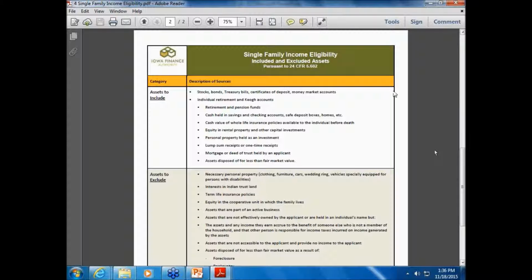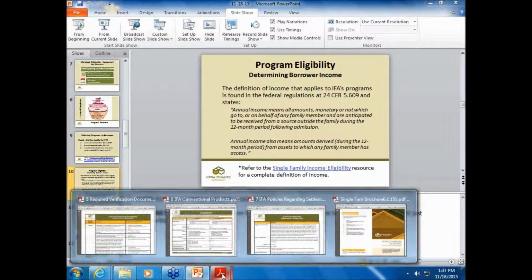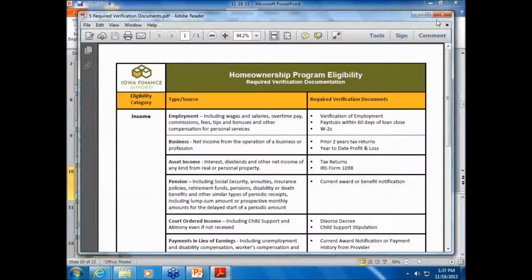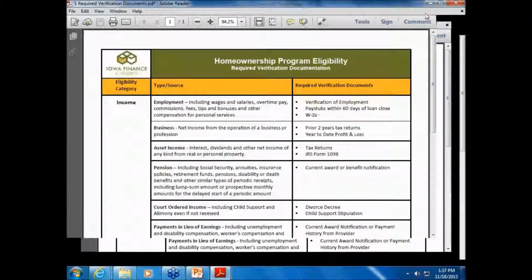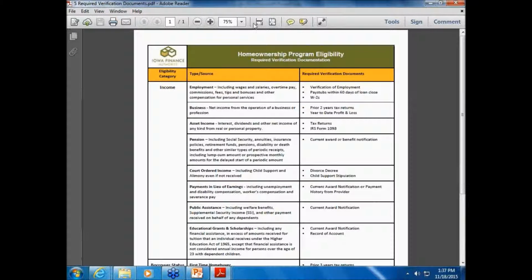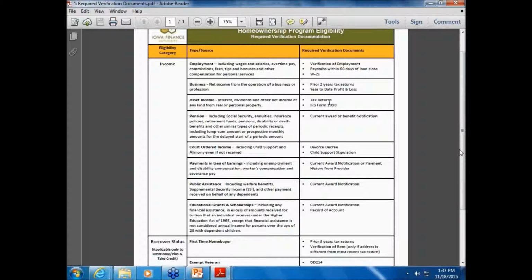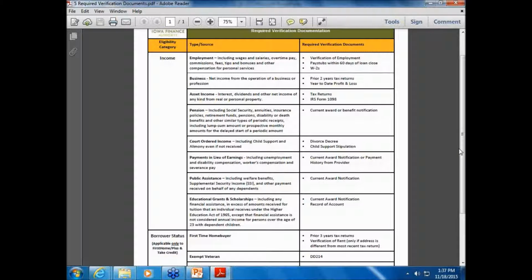And then I would like to switch to the resource tool that we have on our website that deals with verification of these items. And here you will find that we've tried to list out all the different types or sources of income, as well as the borrower's status, whether they're a first-time buyer or an exempt veteran, what kinds of things. So the type or the source of income or status that we're trying to verify is in the first column, and the last column to the right is going to tell you what kind of documents we would want to see to verify those items.